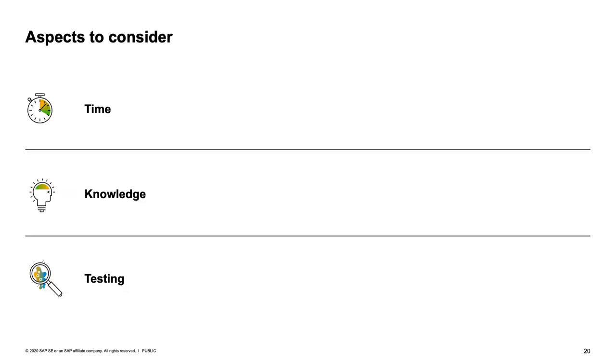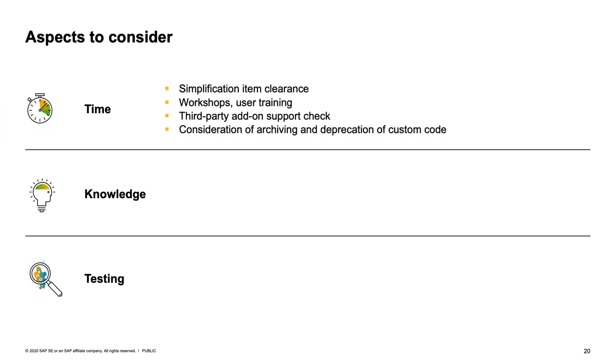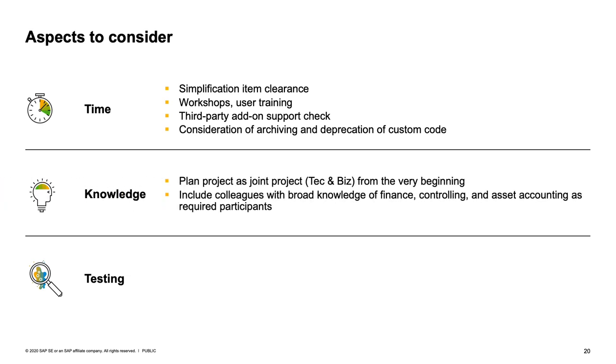To summarize these aspects to consider, you need time, you need knowledge, and consider testing. Consider time. You need time to get an overview on the required simplification items and to clear them up. You need workshops and user trainings, especially if you have new Fiori user interfaces. Time you need for checking add-ons from third-party vendors and to consider deprecation of custom code.